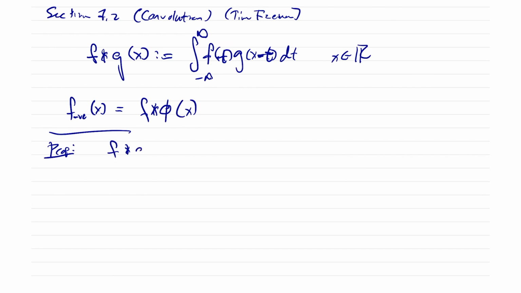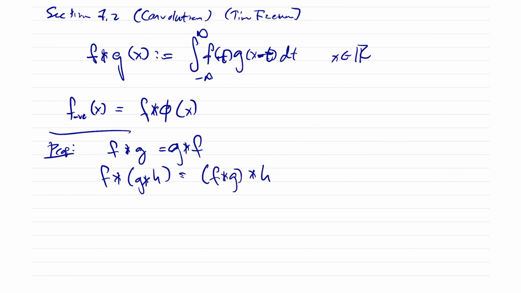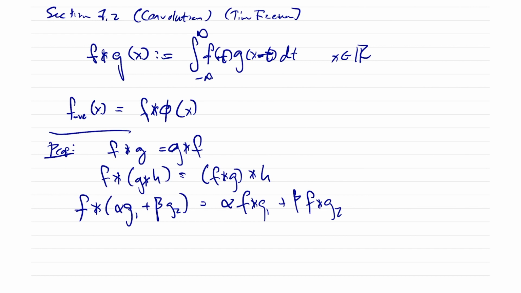we have f star g is equal to g star f, so it's a commutative operation. We have associativity, for instance: f star (g star h) is the same as (f star g) star h. And we have linearity, so f starred with (alpha times g1 plus beta times g2) is equal to alpha f star g1 plus beta f star g2, where alpha and beta are scalars and g1 and g2 are functions, and also h is a function, etc.